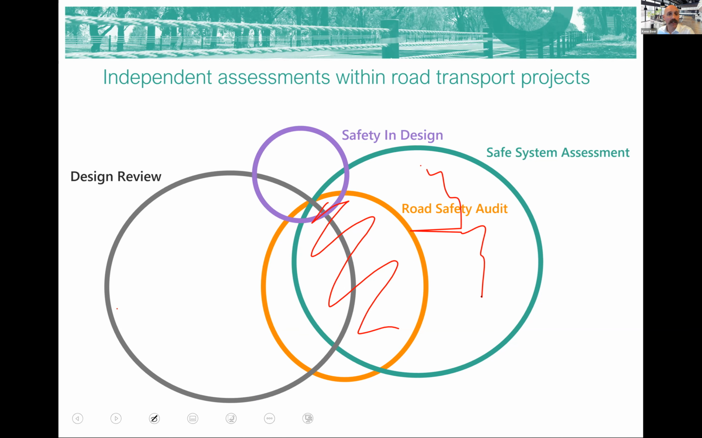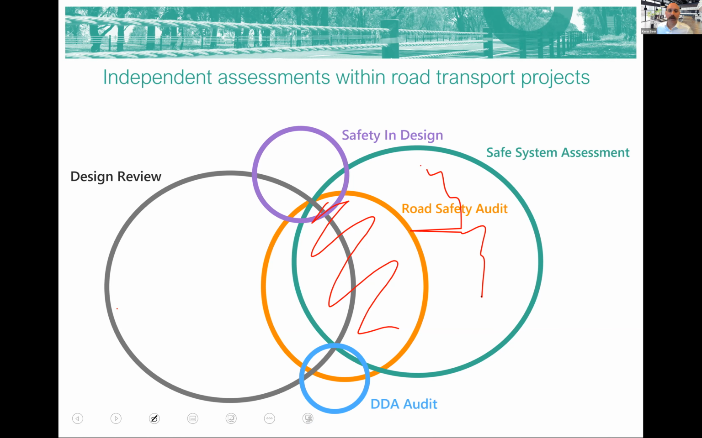Other terms you might have heard: safety in design, a safety in design review, or safety in design workshop, which is really looking at can the new road or the new intersection be built safely? Can it be maintained safely? Can it be decommissioned safely?